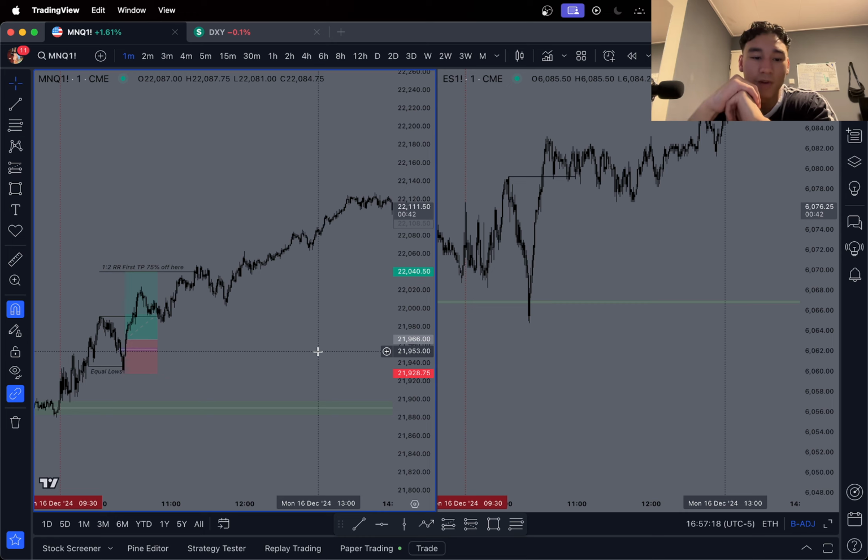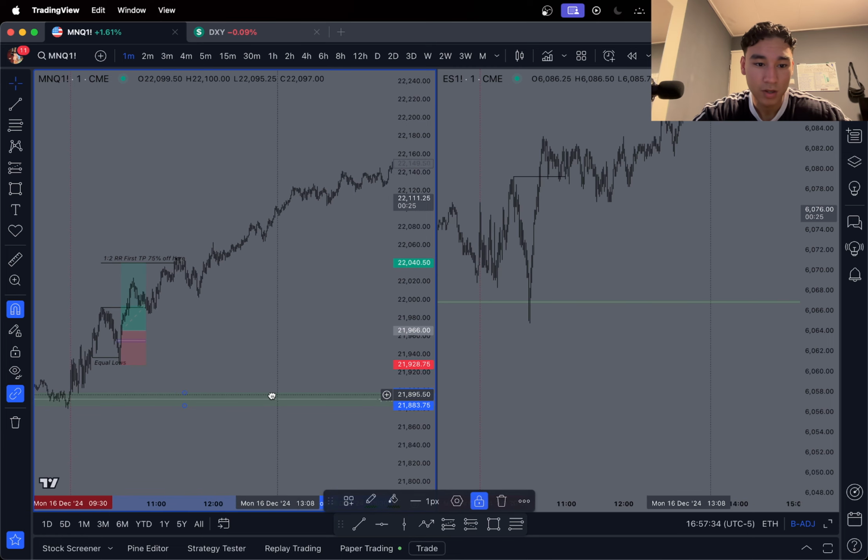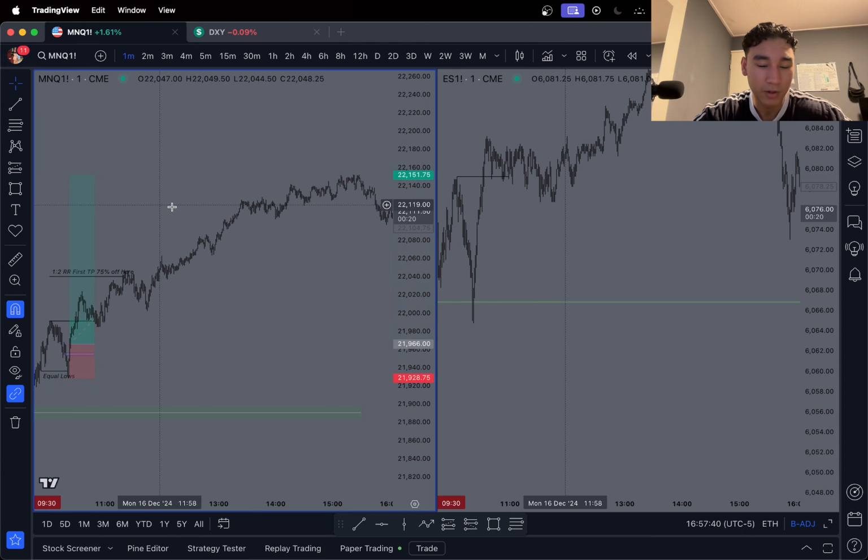And I found, okay, just take a fixed RR target. So a 1 to 1 RR for my first TP, 75% off there, and then let it run to a 1 to 5. I'm expecting us to trade higher. There's no reason to be looking for lower prices, and that's exactly what we did again today. So 1 to 5 was full TP. I'm not expecting that to get hit, but either that gets hit or I'm at break even.